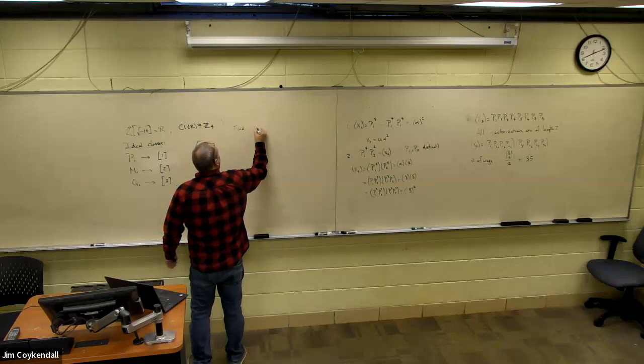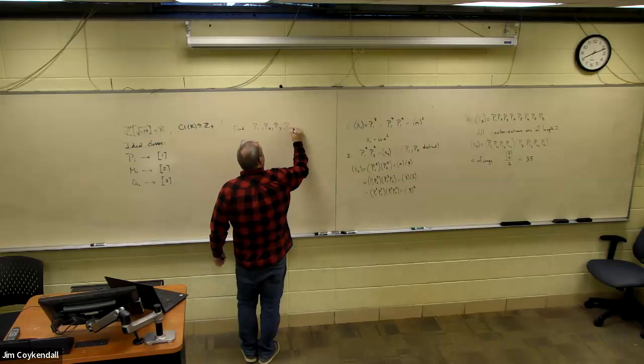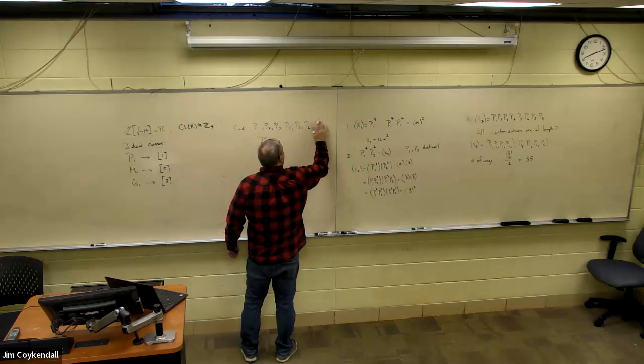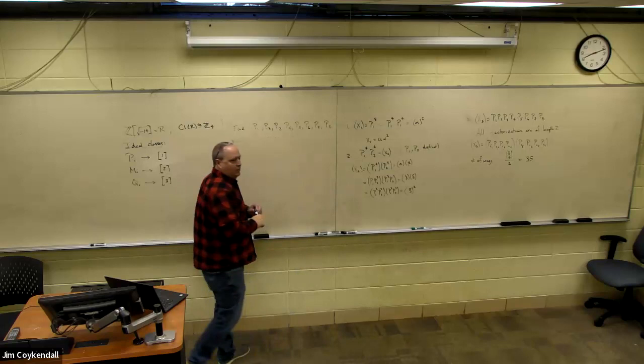P1, P2, P3. So you go and you find these. I mean, if nothing else, you can find them by trial and error. But once you start playing around with it, I think you will discover that there's a systematic way to do this.